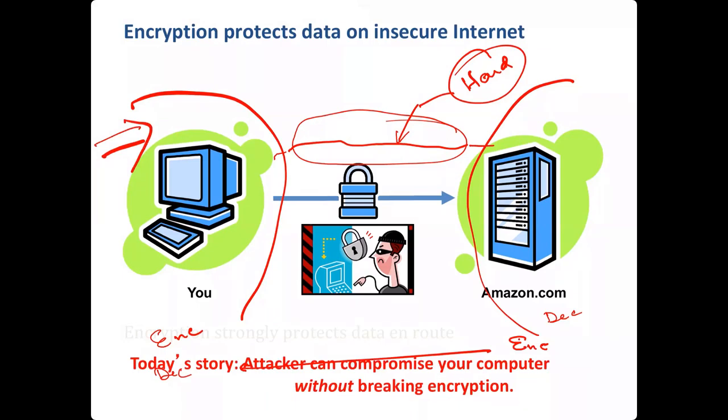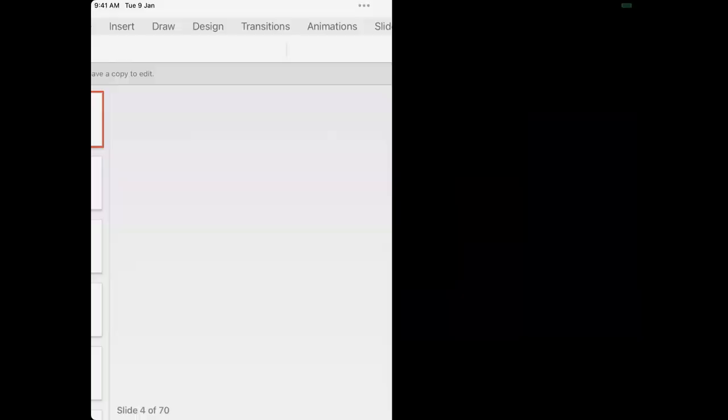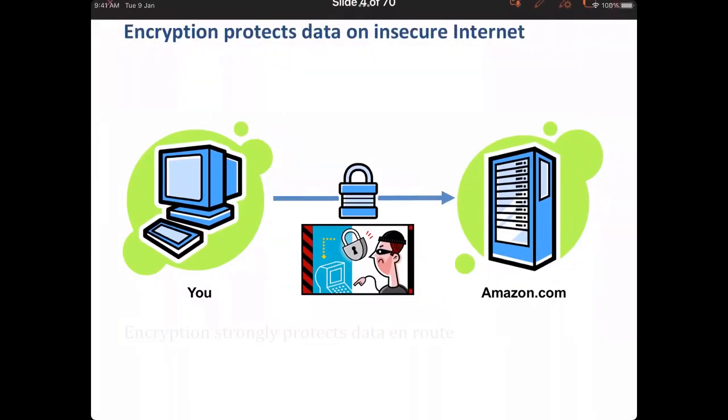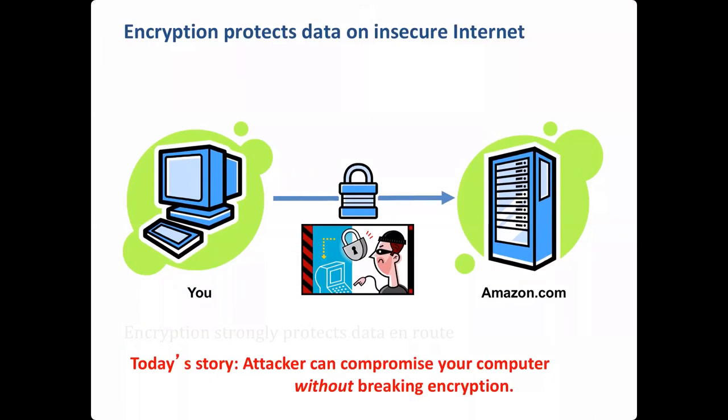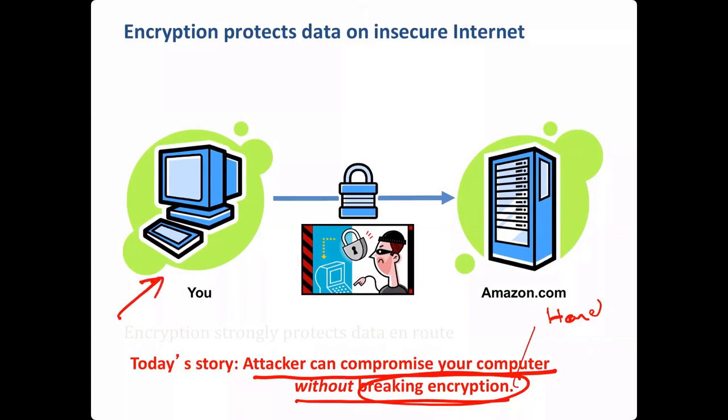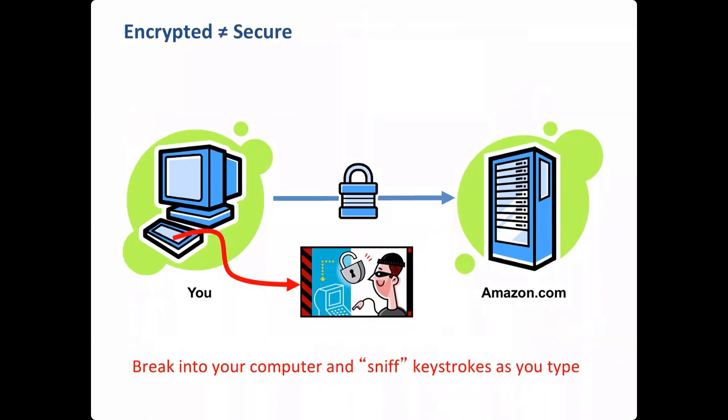So we have focused so far on the idea that we can protect our data in transit by encryption methods or authentication methods. But it is found that attackers can compromise your computer without breaking encryption, because breaking encryption is very hard. Much simpler is to break into your machine or the destination machine. Now, the destination may be an organization like Amazon.com or whatever. It's very hard to break in there. So much easier is to break into the user's machine to get whatever is required from that user, right?